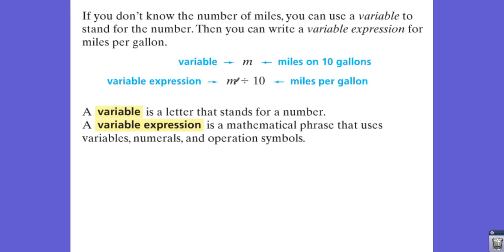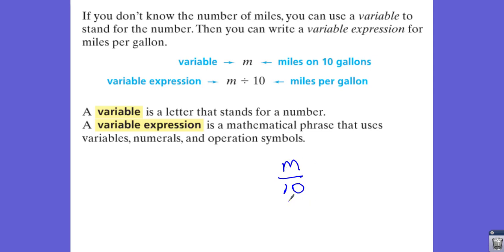And the variable expression would be m divided by 10, because we always dealt with 10 gallons, okay? And instead of using the little division symbol, we would write that as m over 10, because in algebra, we're not going to use this division symbol anymore. So again, a variable is a letter that stands for a number, and we've dealt with these variables quite a bit as we've been working with our equations. And anything that has a variable in it is considered a variable expression.